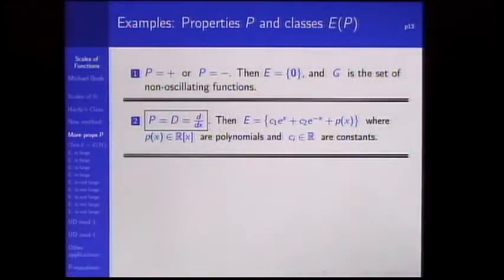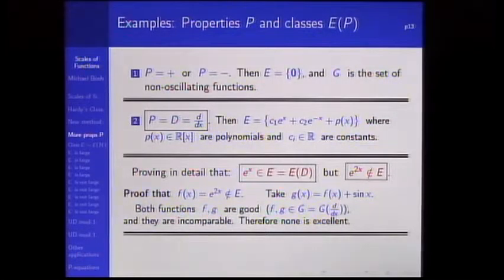This is not the case with Hardy fields. With Hardy fields, I still don't have a necessary and sufficient condition. There are many conjectures, but not such an explicit description. So this is an explicit description, and I'm not going to prove it completely, but I will do some small step. Namely, I will prove that the exponential function is there. It is excellent. And e to the power 2x is not there. This will give you just some feeling for the way it might work.